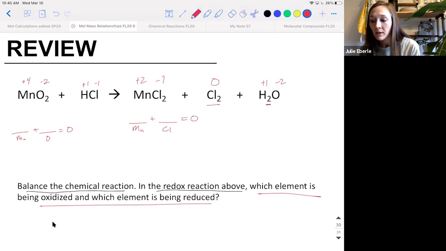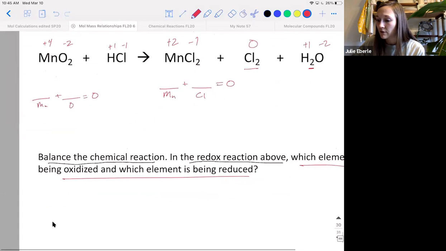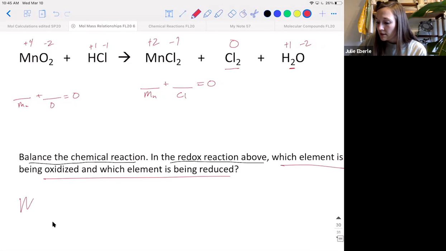What's changing, I notice, is manganese and chlorine. There's some chlorine atoms changing. Whitney says manganese is being reduced. So let's look at that. We've got manganese starting out as a +4, and on the product side, it's a +2. And I agree that the oxidation number is decreasing there, the charge is decreasing. So that is reduction.